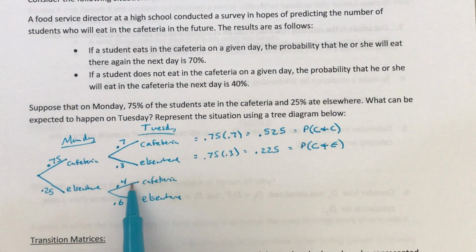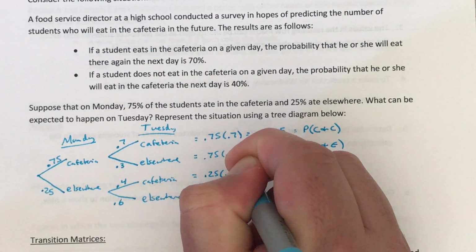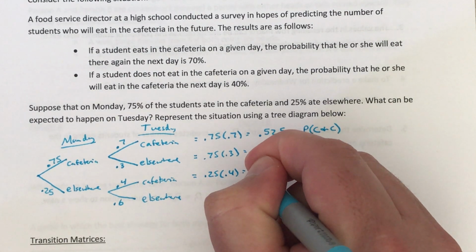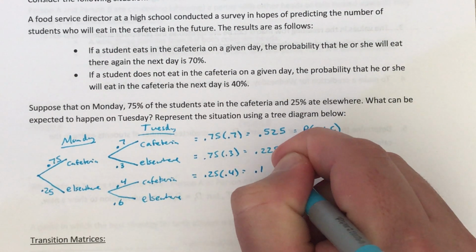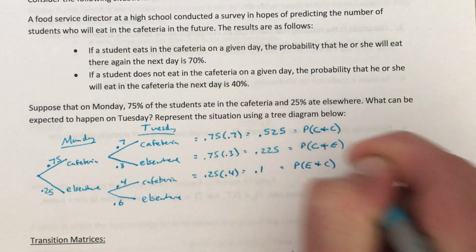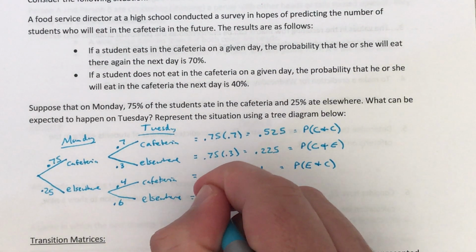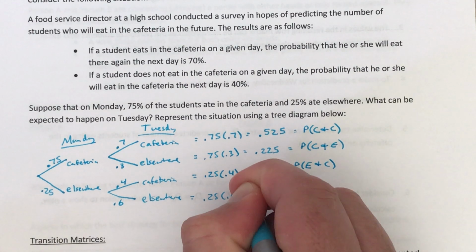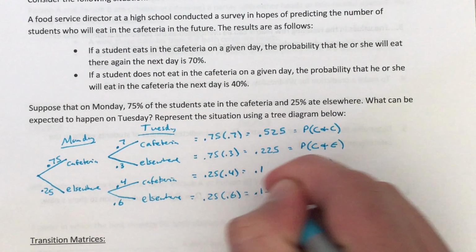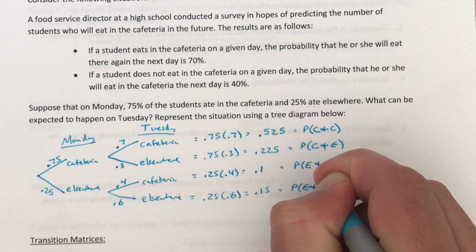Now I'll start with elsewhere and cafeteria, so 0.25 times 0.4 gives me 0.1. Again, that was elsewhere and then cafeteria. And then the last one, I have 0.25 times 0.6. So again, we're multiplying the probabilities on the different branches. This gives me 0.15, which is the probability of eating elsewhere and then eating elsewhere again.